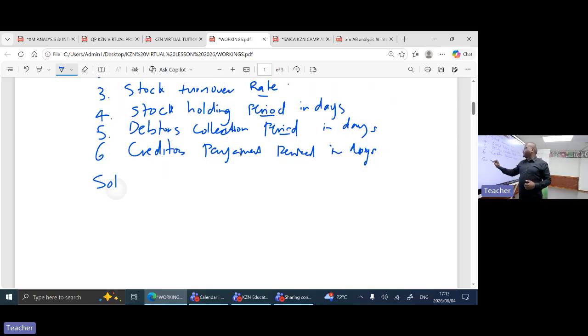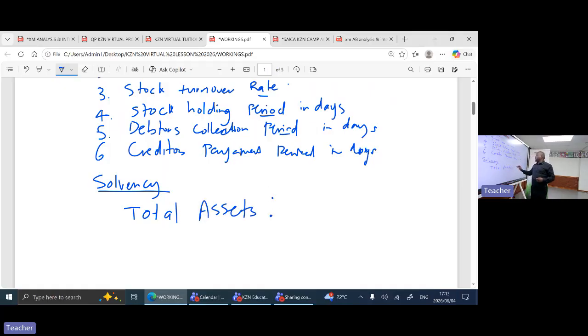The other one will be solvency. Here, solvency is just one indicator. Its name is solvency, which checks whether the business can pay off its total liabilities. Not only current liabilities, but total liabilities. The formula is total assets to total liabilities.